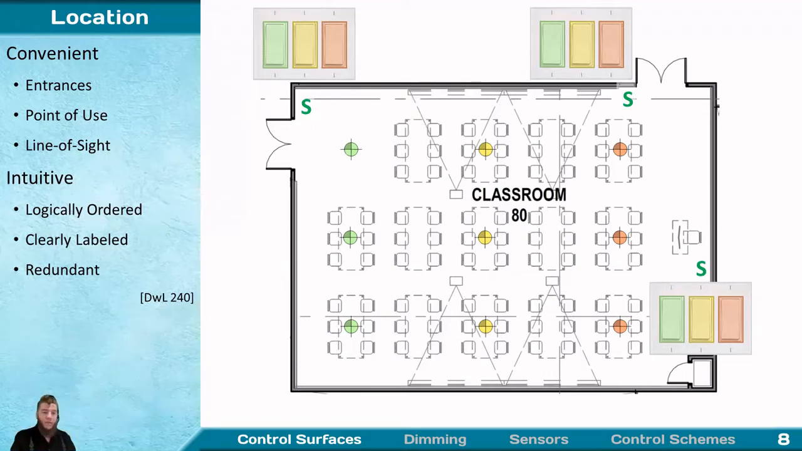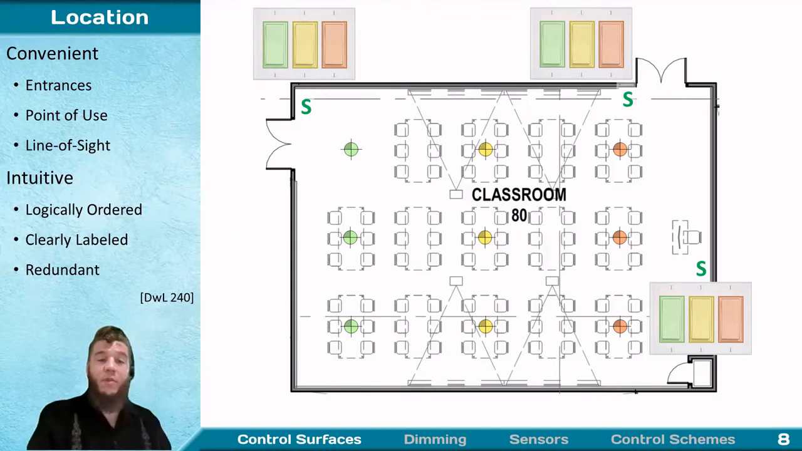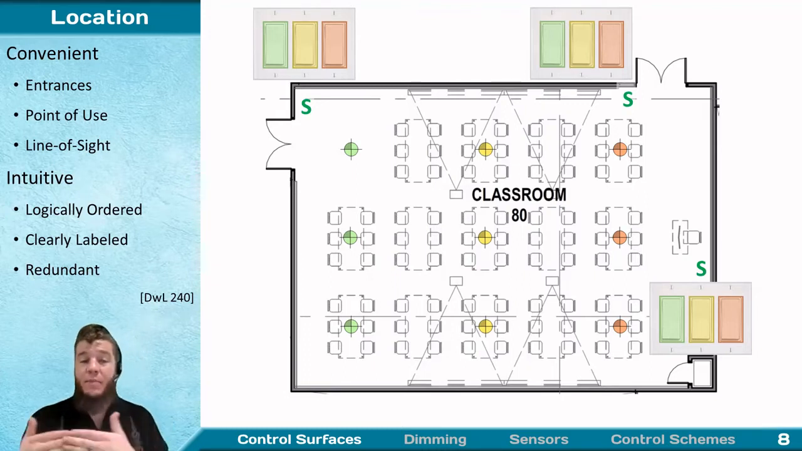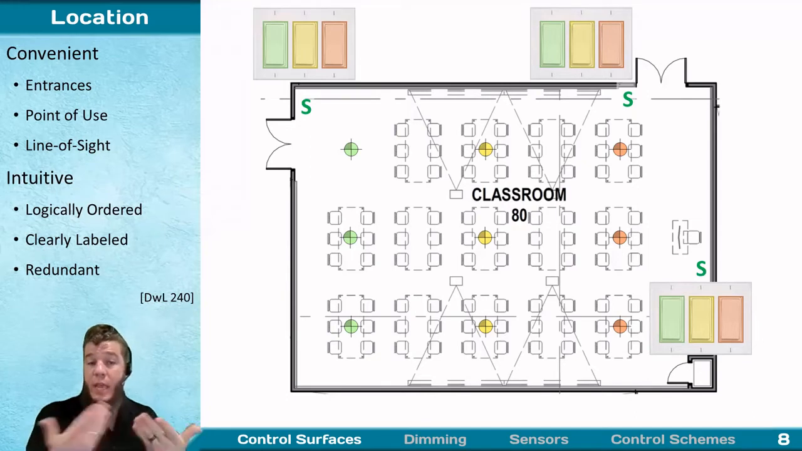And redundancy. I know that redundancy seems like it might be wasteful, but when it comes to lighting controls, redundancy is actually pretty important. And as you can see, what I'm suggesting in this space is the exact same set of zone switches placed by both entrances and by the podium. And that's simply so that you can get the same results from different locations, regardless of how you enter that space.